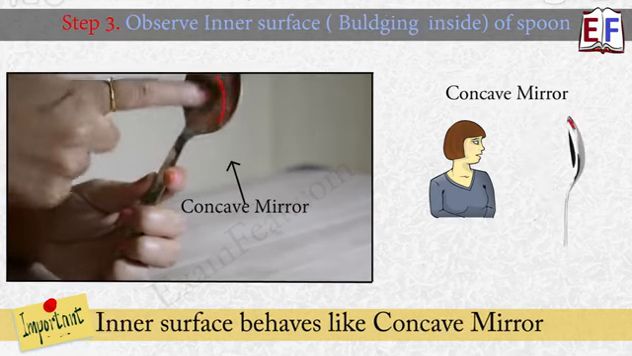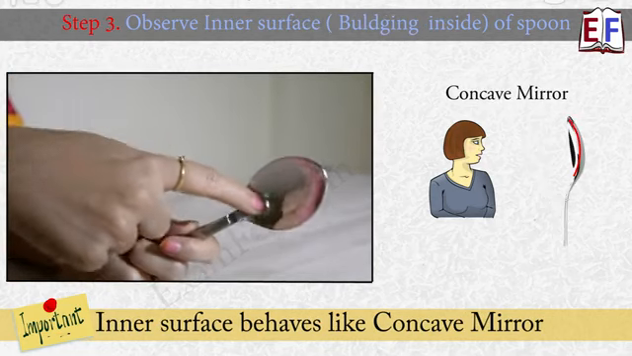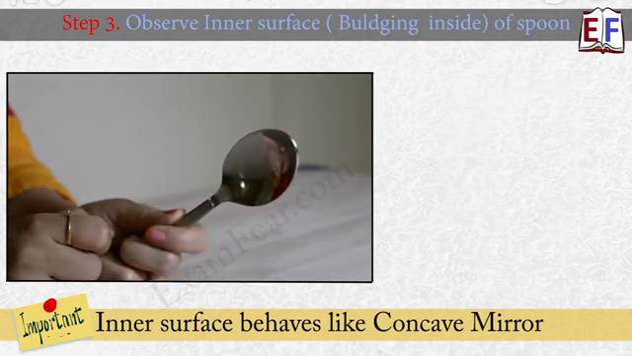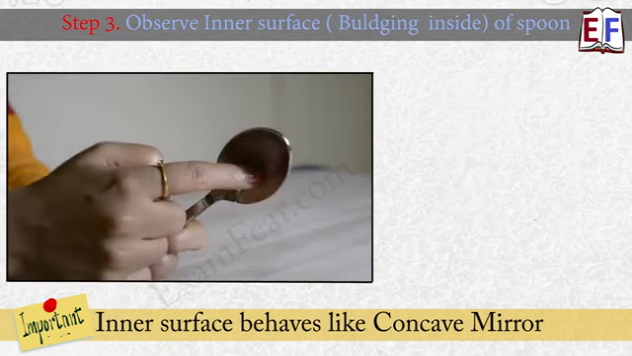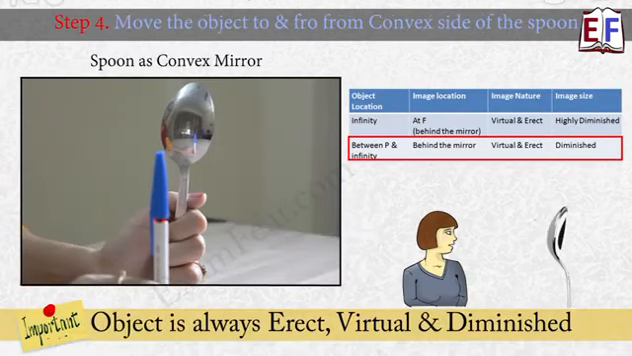When you look at the inner surface, this is bulged inwards. This is like a cave. So this is the concave mirror. Now we will see image formation on both the inner surface as well as the outer surface of the spoon. Now when you look at the convex surface of the spoon, what do you see?